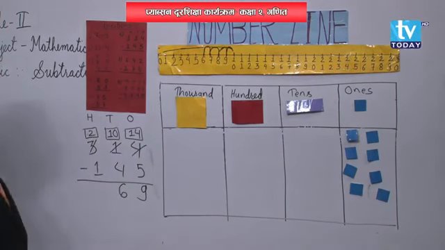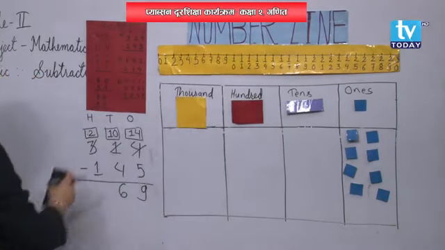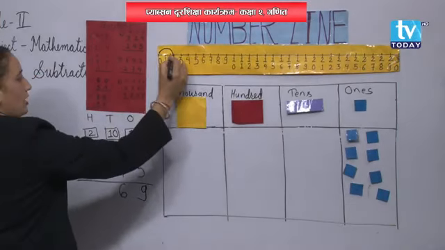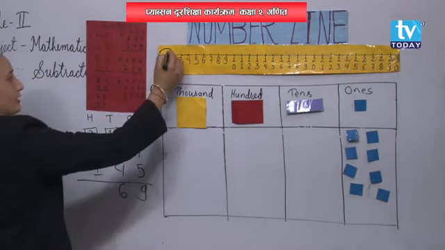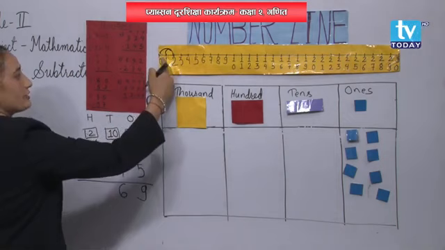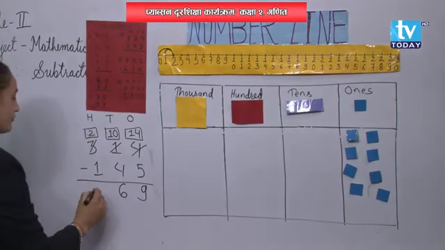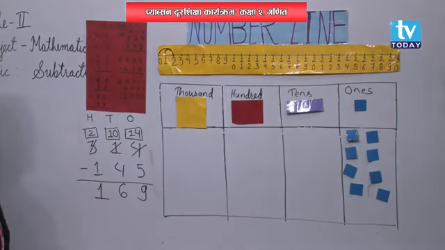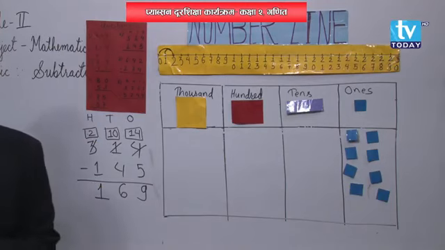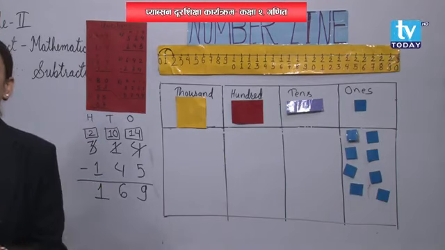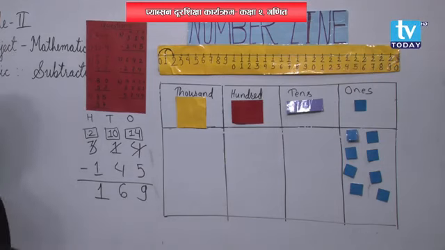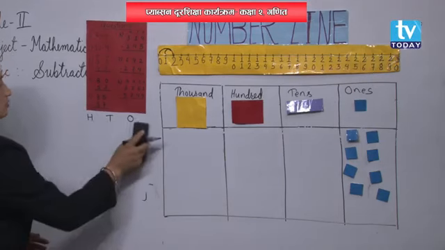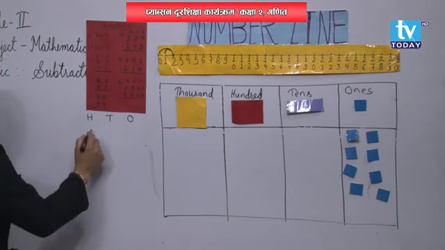Again, you can do it. Again, 2 is there. Just jump up to 2. Now I have to come back 1 place. If I come here, how many units are left? Only a single unit left. Write down here 1. And what will be the answer? 169 will be the answer. Okay, students. Now, one another question is there for you.